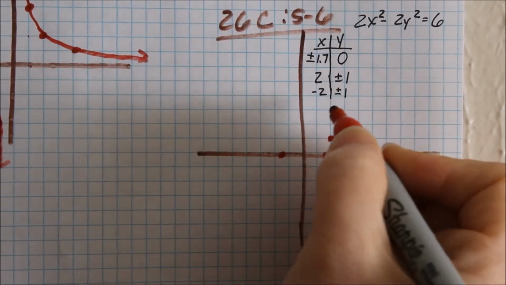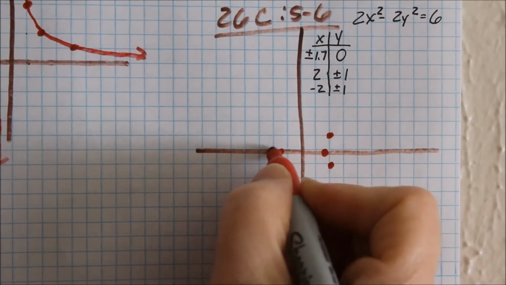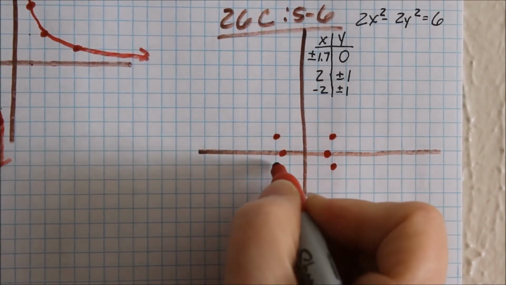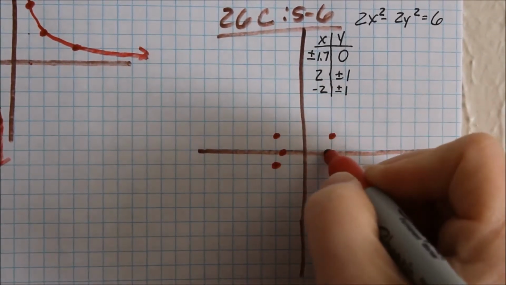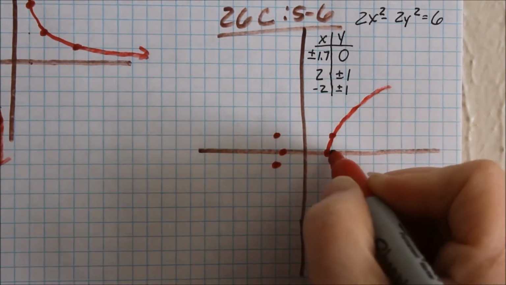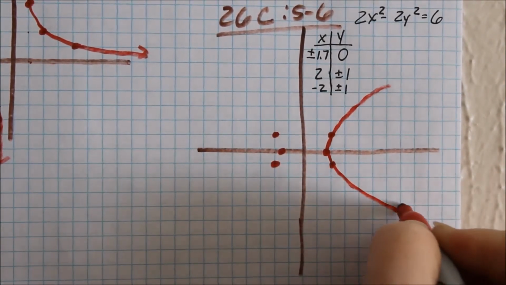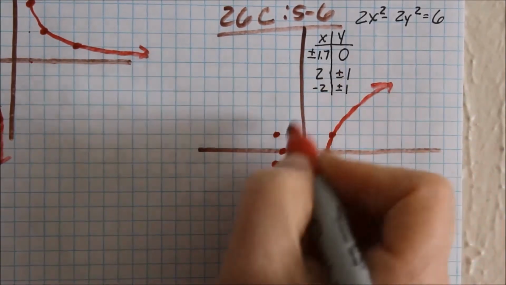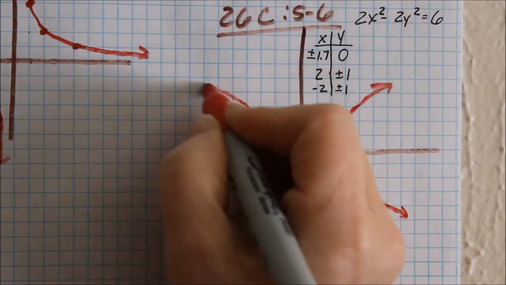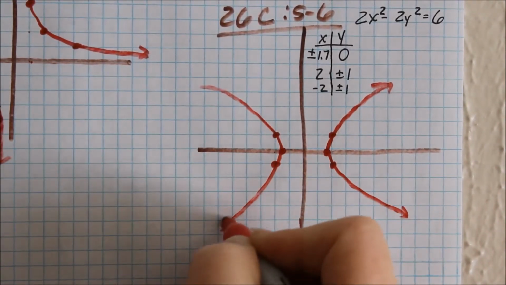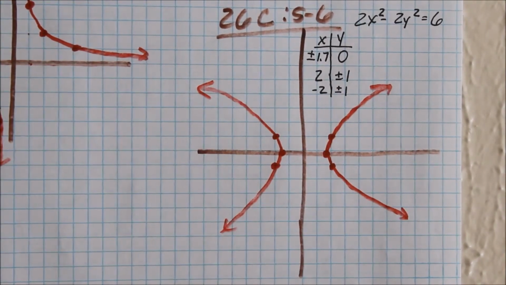It's a mirror image, so when x is negative 2, you also have a positive 1 for y and a negative 1. So from here, you'll just have to estimate about how much it's going out, but they are mirror images of each other. So you just do the best you can at doing a mirror image.